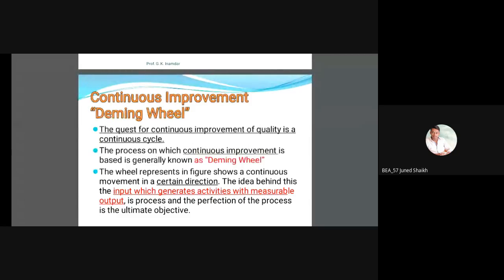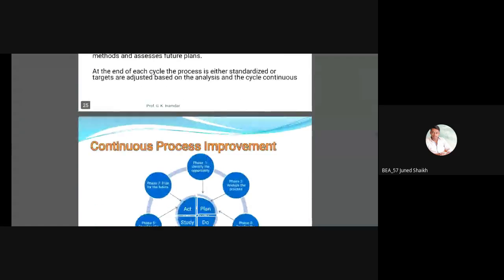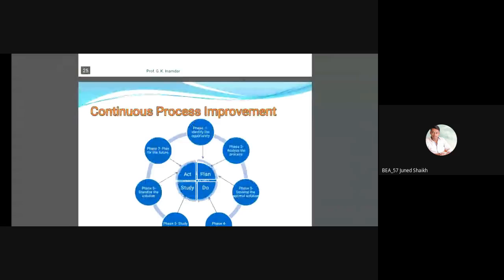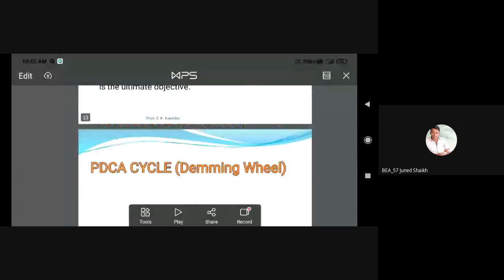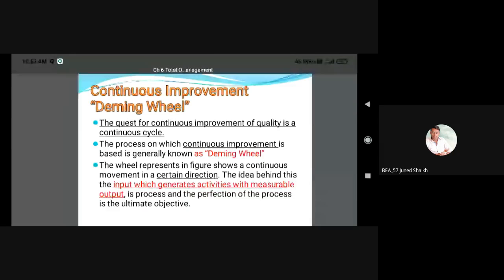Continuous improvement, Deming says, is that the quest for the continuous improvement of quality is a continuous cycle. Definitely this is a cycle, continuously a cycle. The process on which continuous improvement is based is generally known as the Deming wheel. Okay, Deming wheel, we will discuss that. The PDCA cycle, we have discussed it. Plan, do, study, act. So this is also very important. We will continue this in the next lecture.